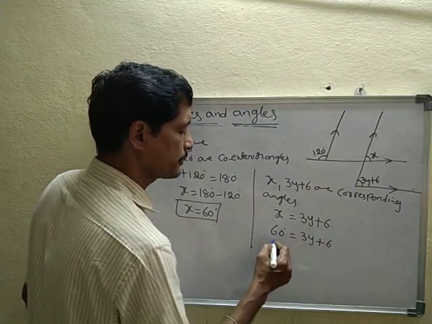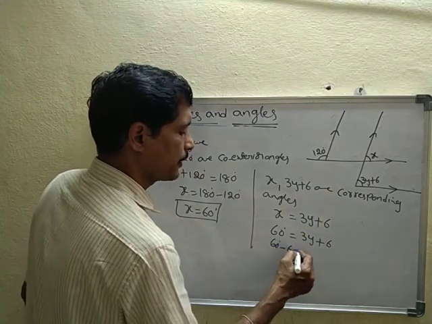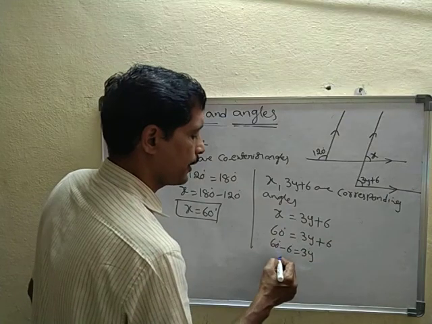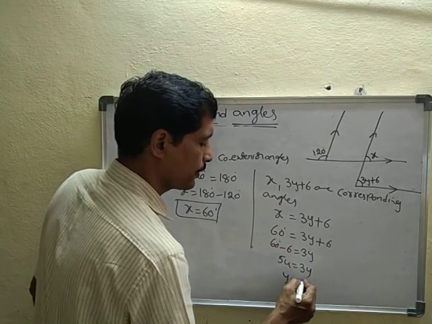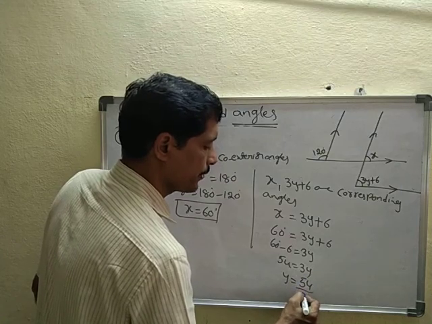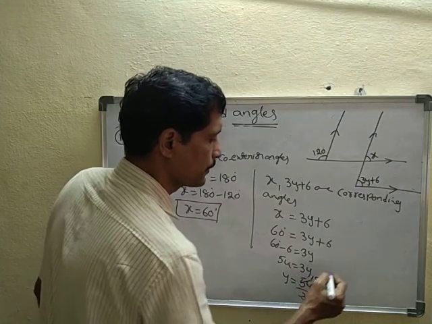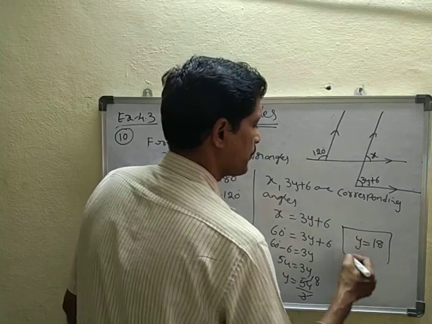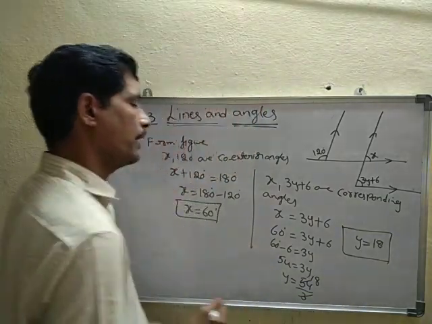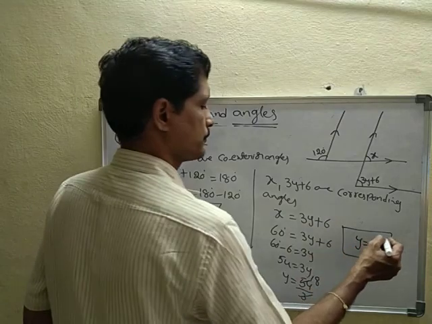The 60 changes this side. 60 minus 6 equal to 3y. Here 54 degrees equal to 3y. Therefore, y equal to 54 by 3. 3 18s. Therefore, y equal to 18 degrees. X equal to 60 and y equal to 18 degrees.